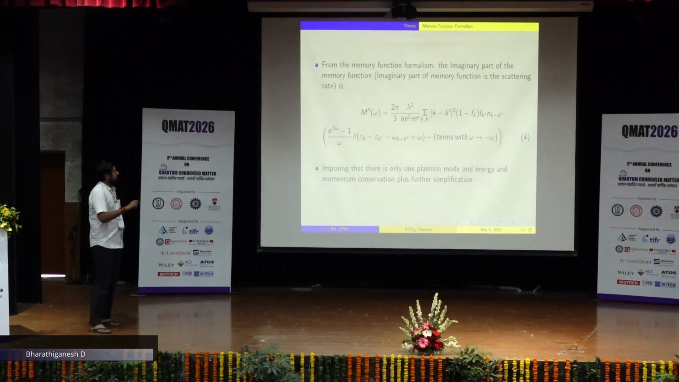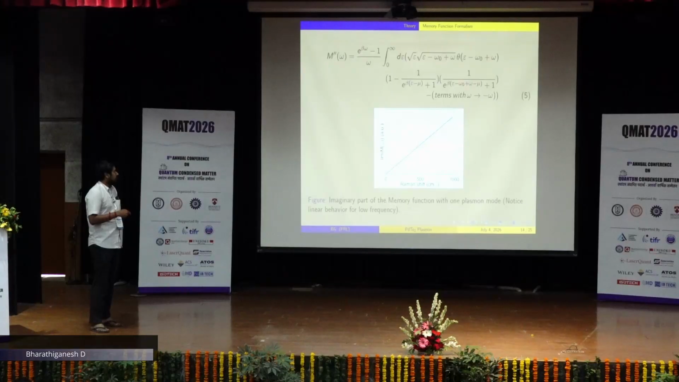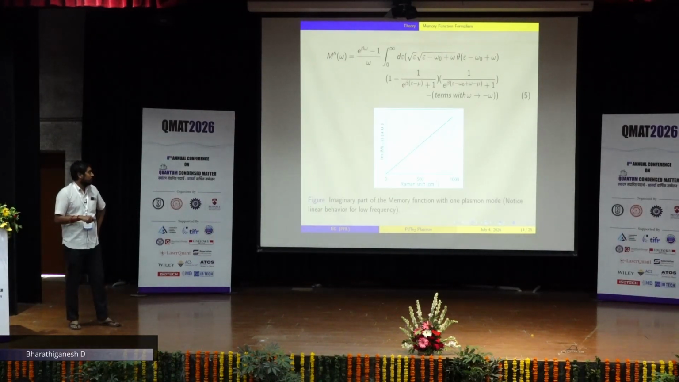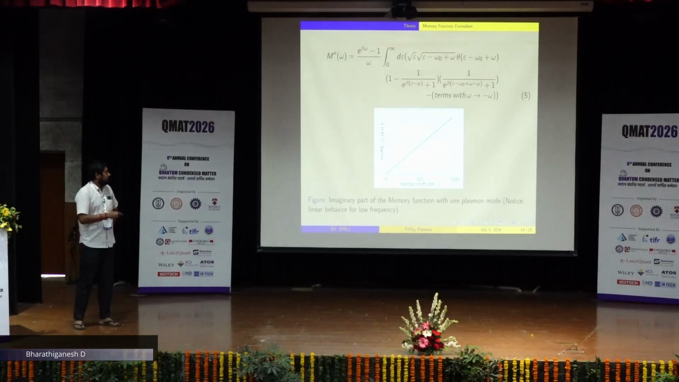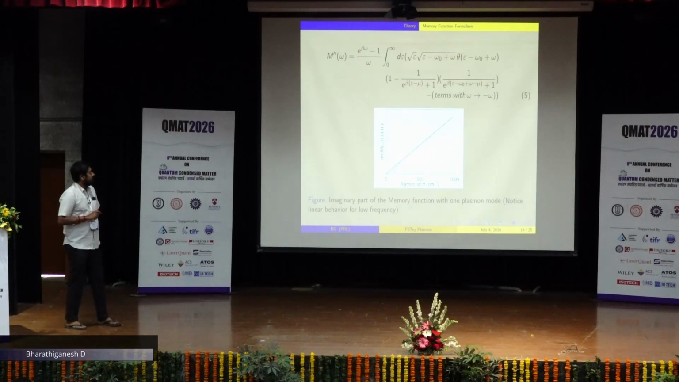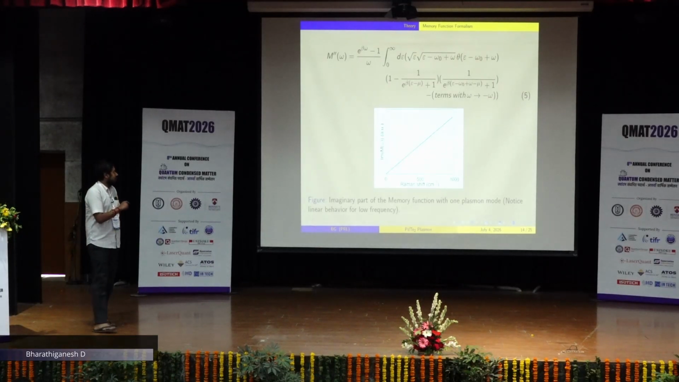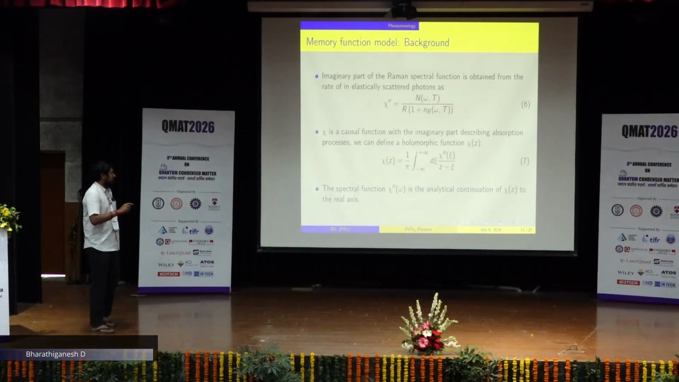So you do some calculations and get to this expression, which is the imaginary part of the memory function, and that actually gives you the Raman response. The imaginary part of the memory function is the scattering rate, the Raman scattering rate, and that is supposed to be linear in the regime where our experiments were performed. It's a very complicated function and doesn't look like a linear function, but you just plot this, and in the regime in which we are interested, it looks like a linear function.